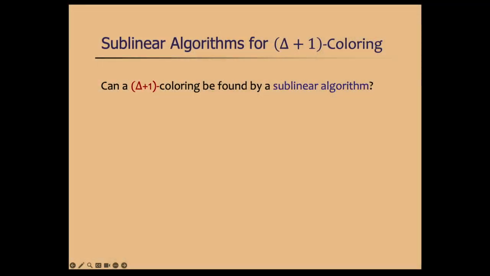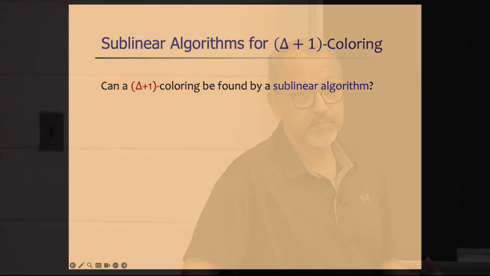Okay, so let's return to our motivating question. Can delta plus one coloring be found by a sublinear algorithm in any of these three models of computation? Okay. So in the query model, the challenge would be to do so without looking at most of the graph. In the streaming model, the challenge would be to do so without storing information about most of the graph. And in the MPC model, the challenge would be to do so without communicating information about most of the edges in the graph to other machines.